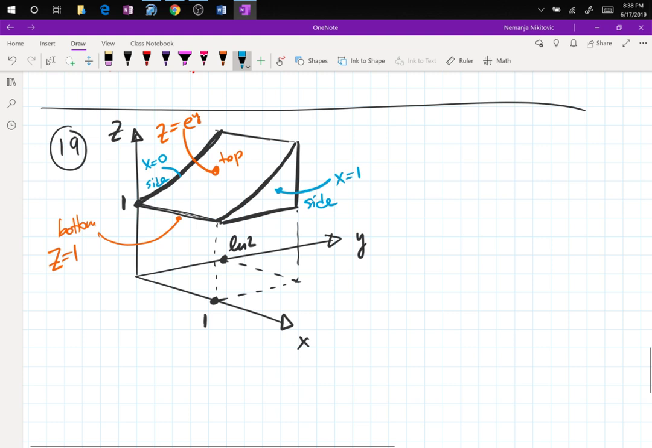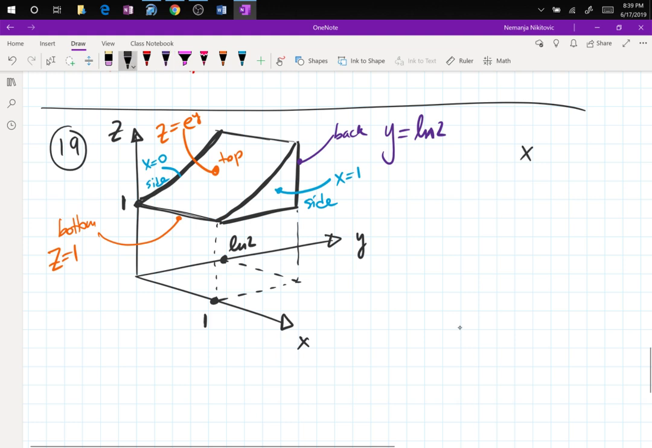And now I need the equation for the back over here. And what's in the back? Y equals 0, y equals ln2. Good. So y equals ln2. Beautiful. So let's just, for the hell of it, list all of these that we have.